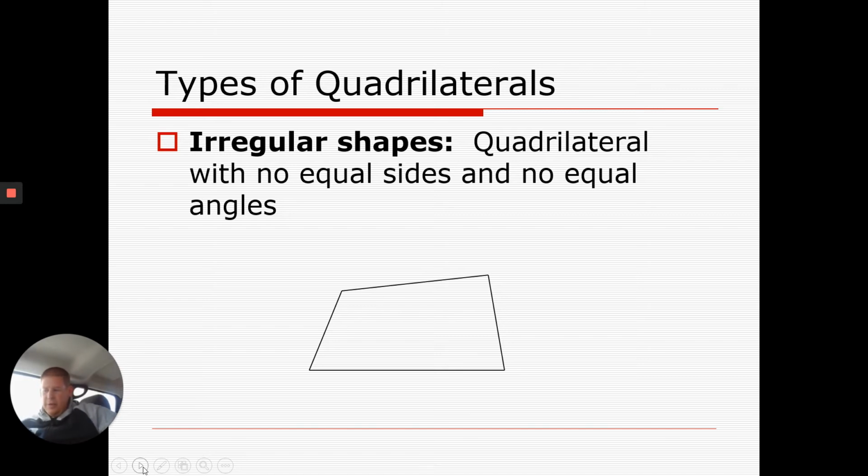All right, let's talk about irregular shapes. One way to think about the word irregular, it means odd, it means different, it means kind of strange. So irregular shapes are quadrilaterals with no equal sides and no equal angles. So if you look at this quadrilateral, we can see that all 4 of the angles are different sized and all 4 of the sides are different lengths. So it's still a quadrilateral because it has 4 sides and 4 angles, but it is called irregular because they are all different.